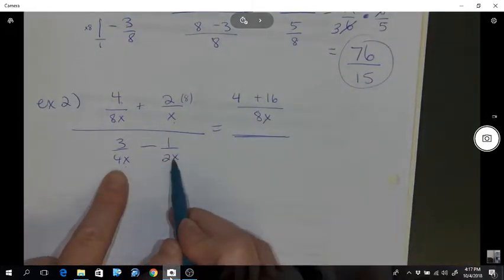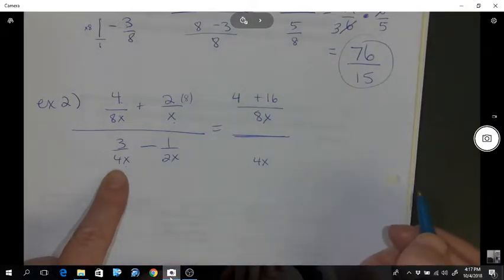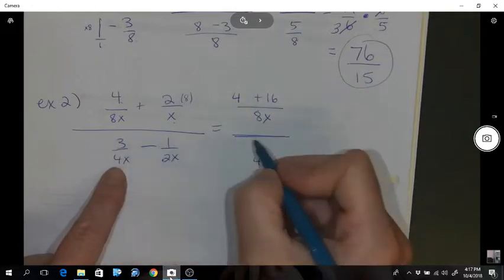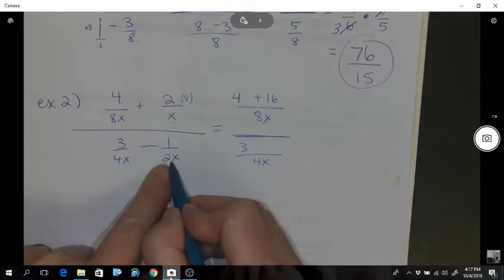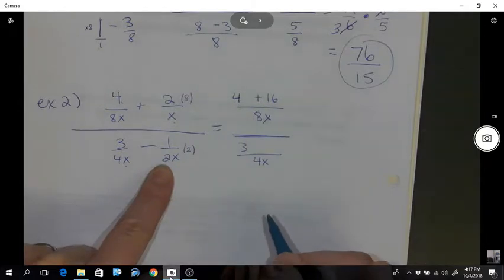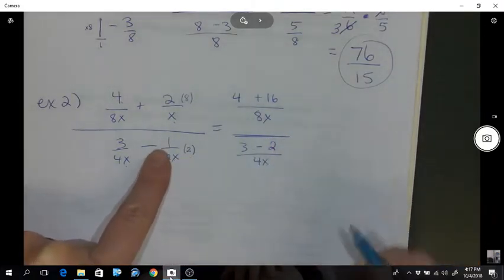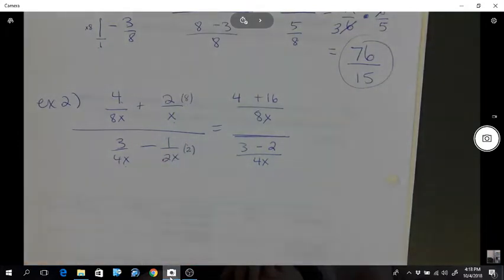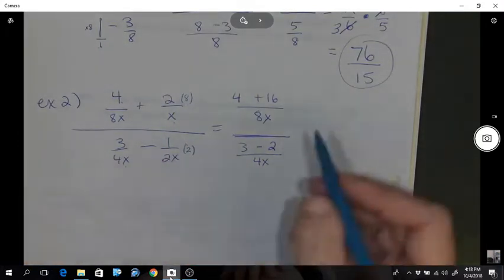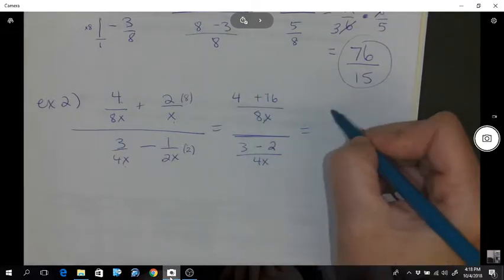4x and 2x, I would need a common denominator of 4x. They would both fit into that. So do nothing to that. In order to change this to 4x, I would times by 2. So now my top would also become times by 2. Alright, collecting stuff. This becomes 20 over 8x.